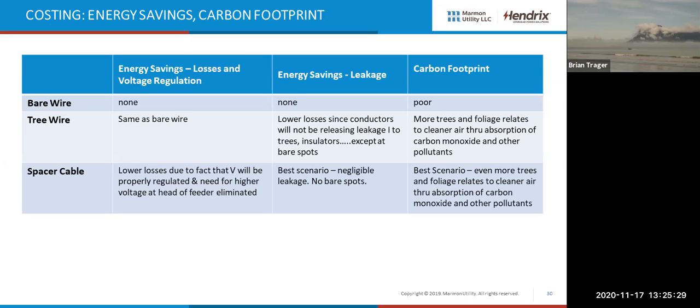How about the carbon footprint? I didn't put a number here, but bare wire is obviously extremely poor. With tree wire, I have more trees and foliage, and that relates to cleaner air through absorption of carbon monoxide and other pollutants. And with spacer cable, still more. It's the best scenario. Even more trees and foliage relates to cleaner air through absorption of carbon monoxide and other pollutants.